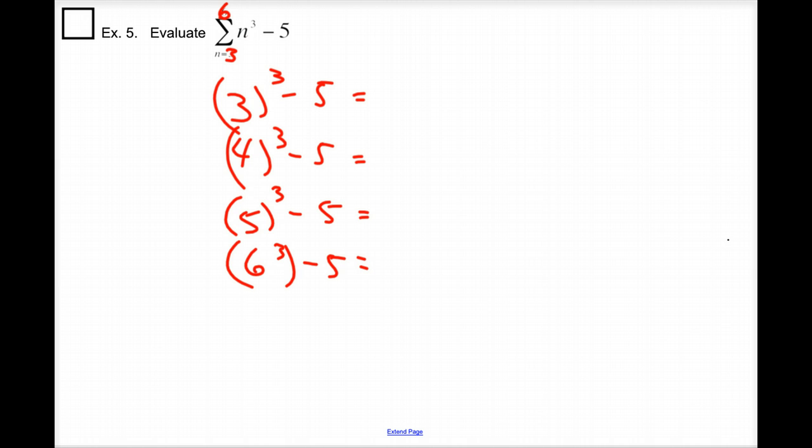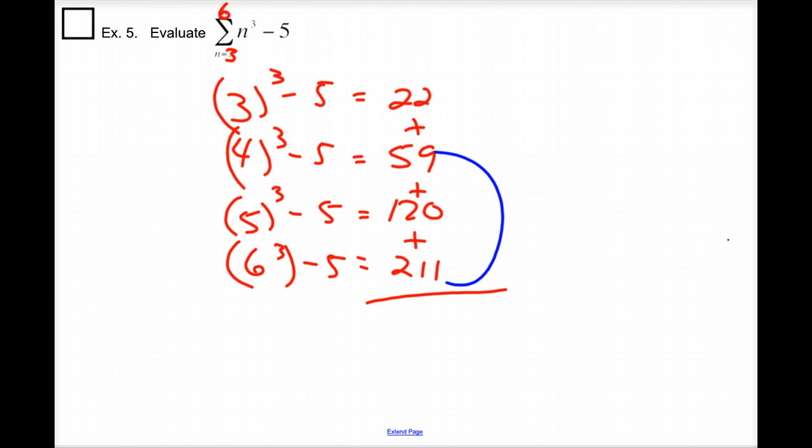Evaluate each of those. I'd have 27 minus 5 is 22. 64 minus 5 is 59. 125 minus 5 is 120. And 216 minus 5 is 211. And I need to add up those 4 numbers right there to get my overall answer. So this one I'm going to jump around a little bit, and I see that I can put 211 with 59 pretty easily. That would get me 270. And I'm going to add that to the 120. That'll get me up to 390. And then finally I'm going to add the 22 on there and get 412.